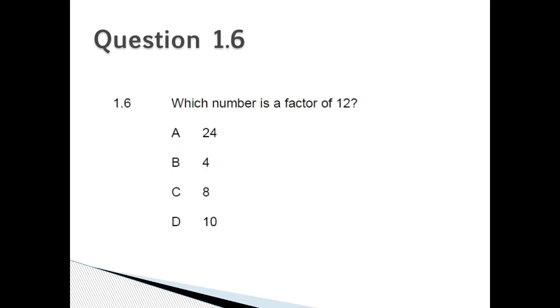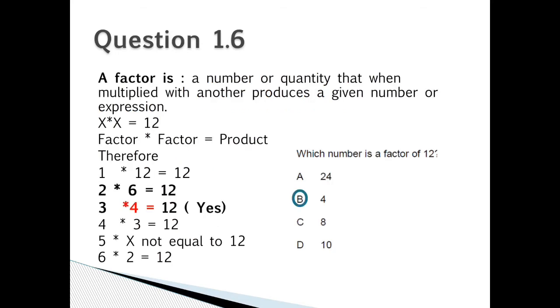Which number is a factor of 12? Is it A, 24, B, 4, C, 8, or D, 10? A factor is a number or quantity that when multiplied with another produces a given number or expression. For example, x times x is equal to 12. So a factor times a factor is equal to a product. Therefore, the correct answer is B, because 3 times 4 is equal to 12, making 4 a factor.